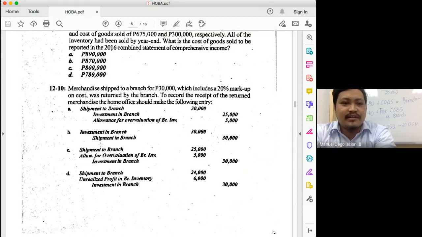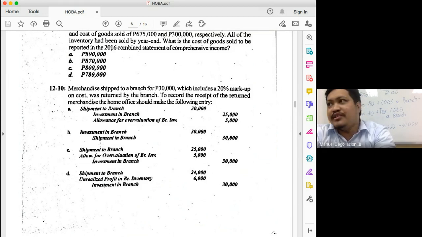Since this is a return transaction, class, it will just be the opposite of a shipment transaction. If there's a shipment transaction, if you go to problem 12-1, the entry is debit, investment in branch and credit, allowance account and credit, shipments to branch. But if it's a return transaction, you will just have to reverse the entry. So we would expect that the debits here would be shipments to branch, and then another debit to the allowance for overvaluation account and credit to investment in branch. From that alone, class, we'll be able to eliminate choices A and B. The answer should only be between C and D.